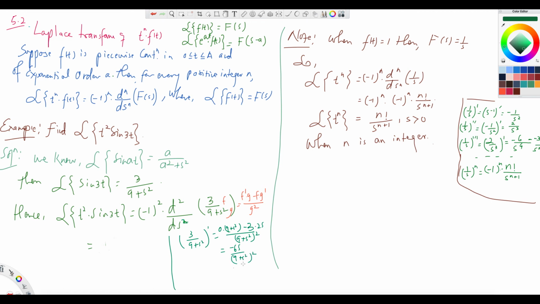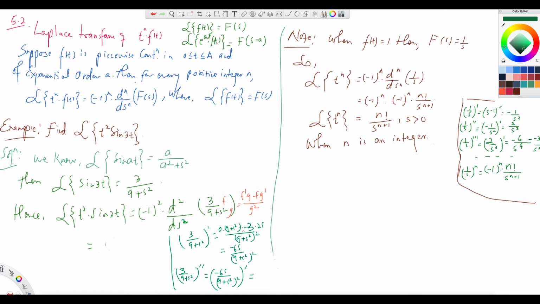Let's find another derivative of that, okay? So how does that look? That will look like the second derivative of 3 over 9 plus s squared, which is the same as the derivative of -6s over (9 plus s squared) squared, the single prime, right? So what do you get here? We need to use the quotient rule again.